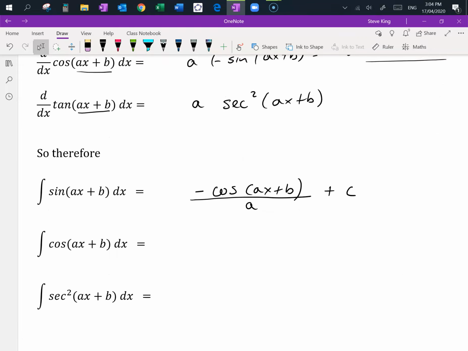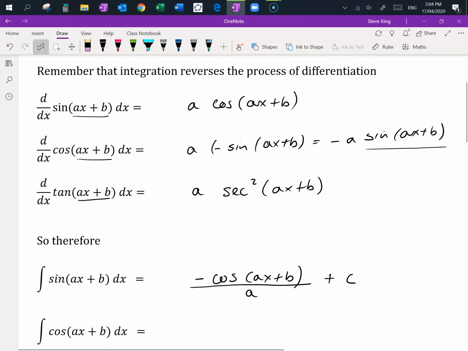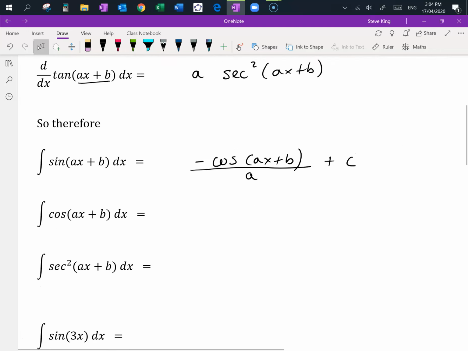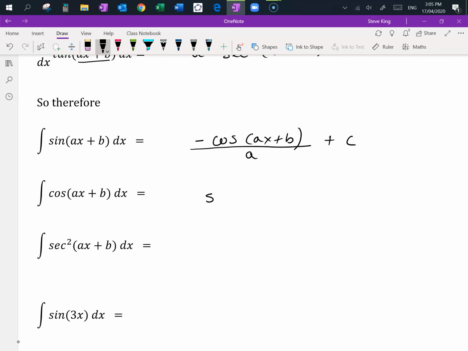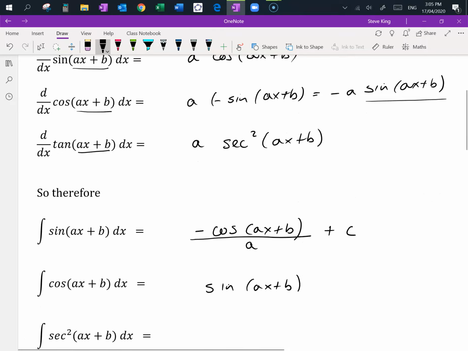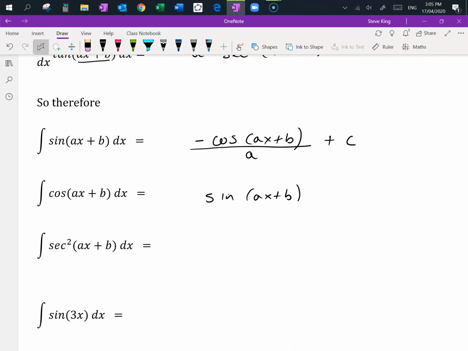Likewise, if I look at the integral of cos of ax plus b, what did I derive to get cos? Well, I derived sine to get cos. So in other words, I'm looking at sine of ax plus b. I don't have to worry about a negative because the derivative of sine is positive cos, and I've got a positive cos here. But I do need to take into account the fact that I've got an a inside that bracket, so I'm going to have to divide everything by a and then add on c.